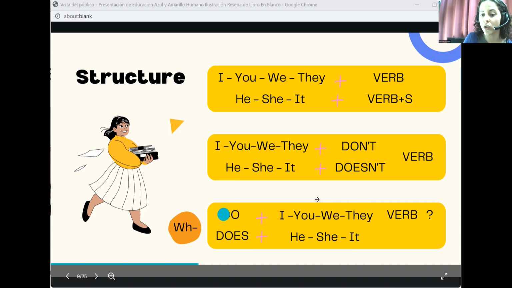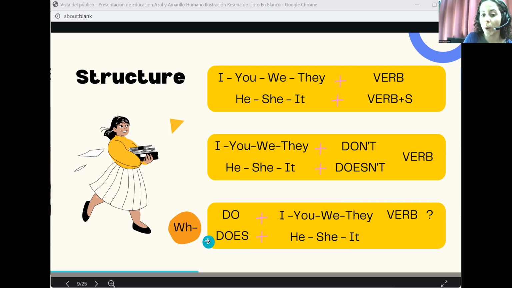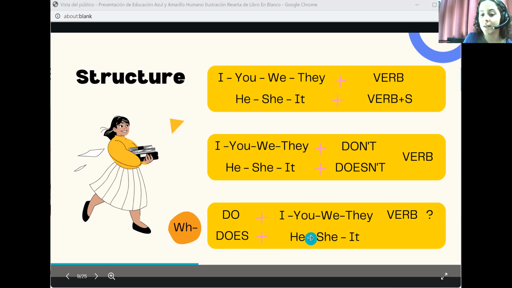If you need to, you can add a WH word. What do you do? Where does your husband work? How often does your best friend call you?